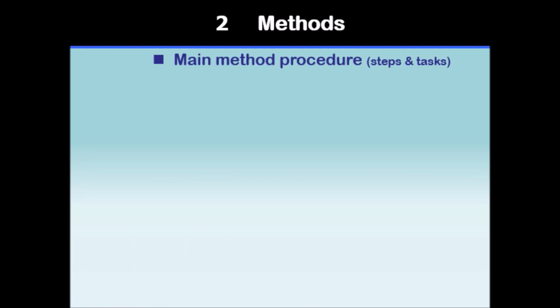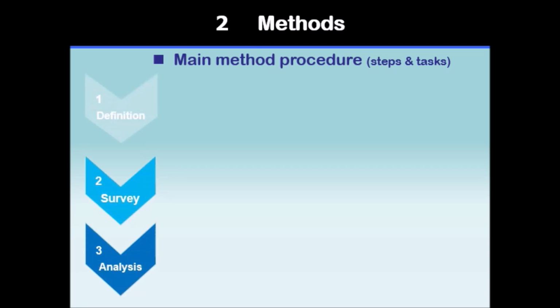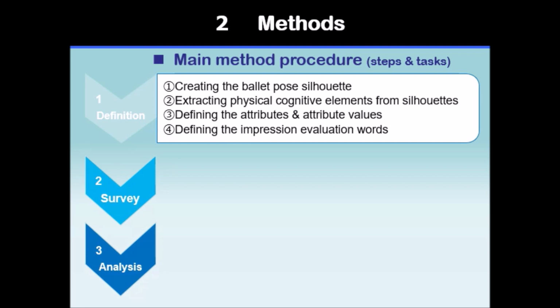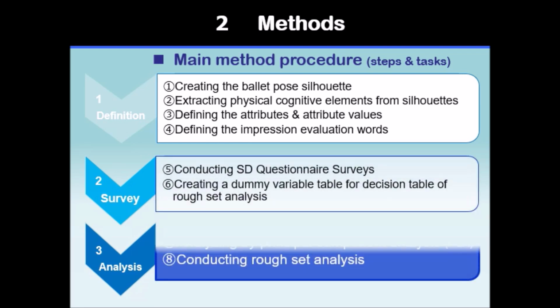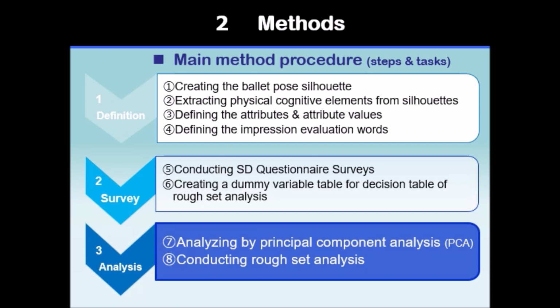Methods. Main method procedure. The following is a description of the main method steps. We proceeded in the following 3 steps. 1. Definition. 2. Survey. 3. Analysis. In the first step, we conducted the following tasks. In the second step, and in the third step, we will now explain the tasks of 1 through 8.